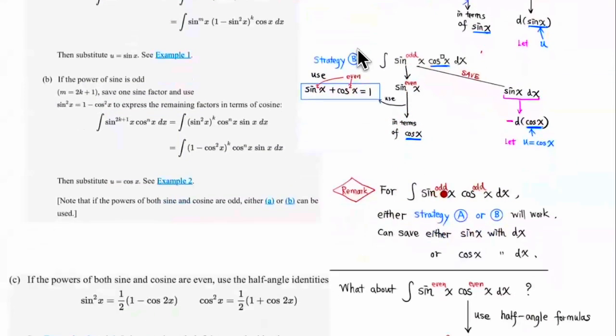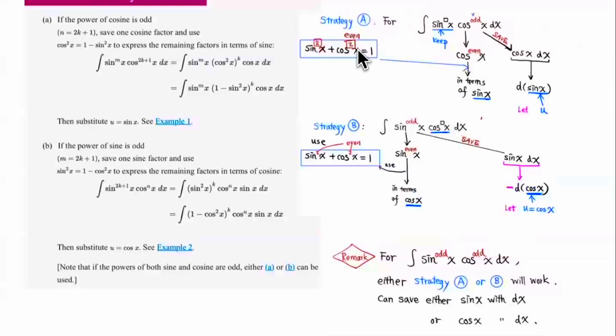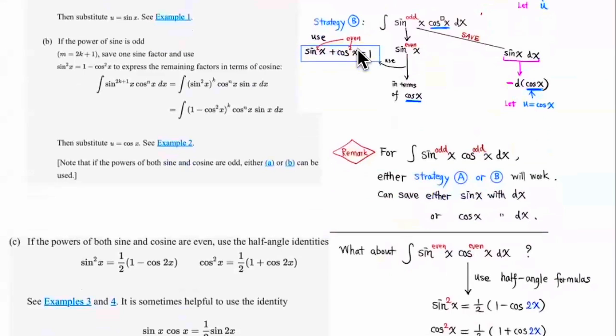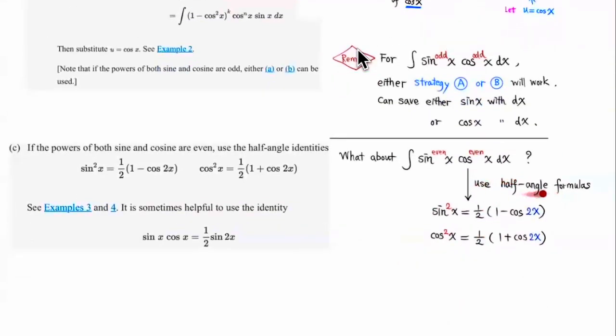If the exponents on sine x and cosine x are both odd, then you can use either strategy. You can either save a cosine x or save a sine x. If both of them are even, then we use the half angle formula to do that. This one we're going to use a lot in calculus 3. So remember this formula, okay? And this is also the double angle formula for sine of 2x. You also might want to review some of the trig identities before you move on to calculus 3.